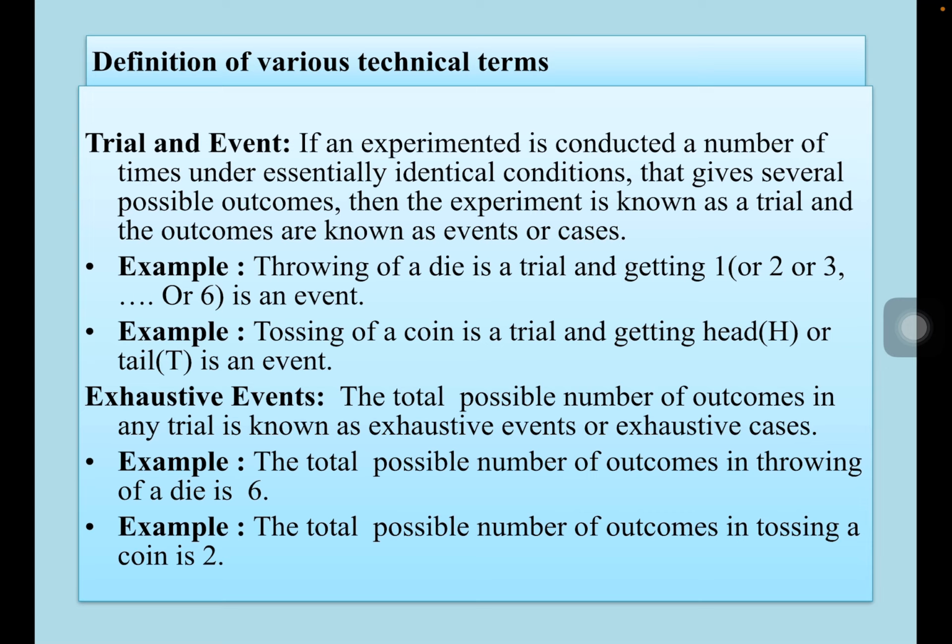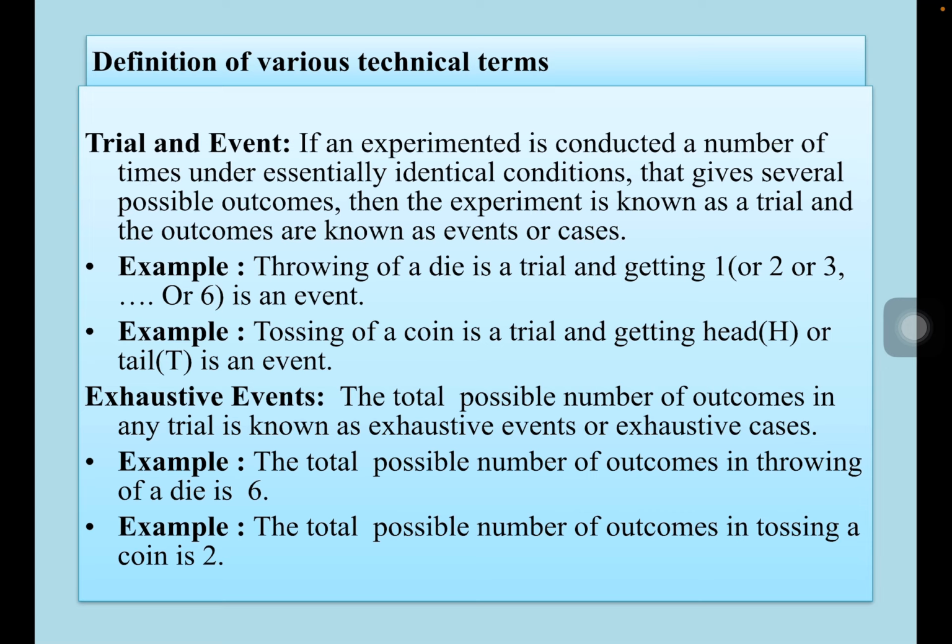Example, throwing of a die is a trial. Die means you know that we play gambling and all, dice will have 1 to 6 numbers there. So, when you throw a die is a trial, getting 1 or 2 or 3 up to 6 is an event. Another example, tossing of a coin is a trial, getting either head or tail is an event.